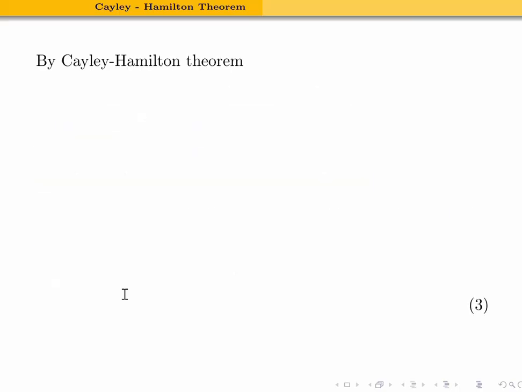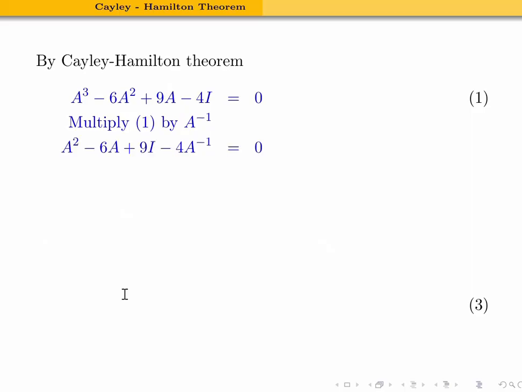Next, by the Cayley-Hamilton theorem, replace lambda with A, and we will get this. Next we need to find A inverse, therefore I can multiply both sides by A inverse, so we will get this. So A inverse into A cube is A square, similarly A inverse into A square is A, A into A inverse is the identity matrix, and the identity matrix into A inverse is A inverse. So therefore we need only A inverse, so bring the remaining terms to the right hand side.